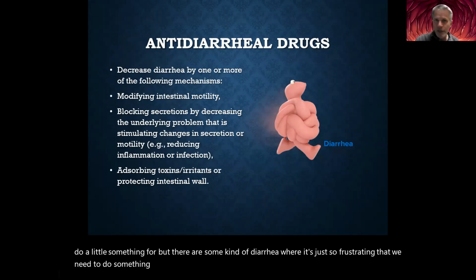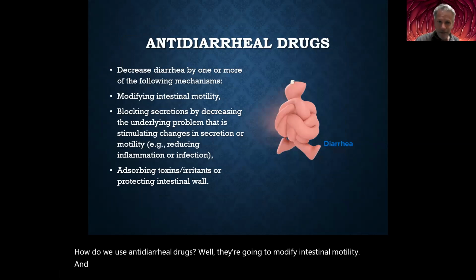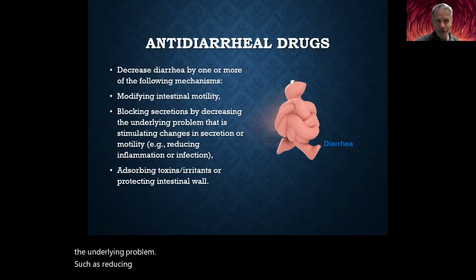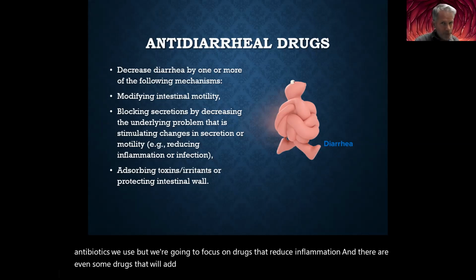So how do we use anti-diarrheal drugs? Well, either they're going to modify intestinal motility, and sometimes they do more than one. They may block the secretions by having some effect on the underlying problem, such as reducing inflammation. That's probably the big thing we use. We also have some antibiotics we use, but we're going to focus on drugs that reduce inflammation. And there are even some drugs that will adsorb toxins, not absorb, but adsorb. And we'll talk about that.